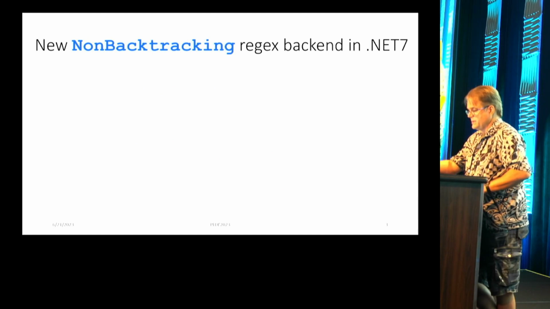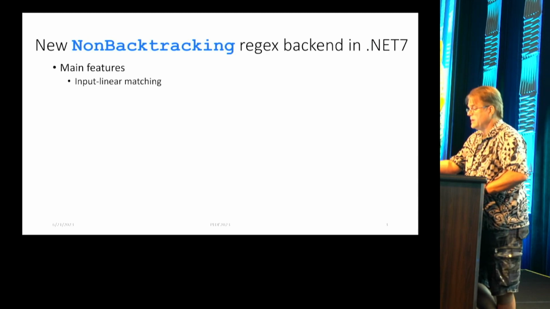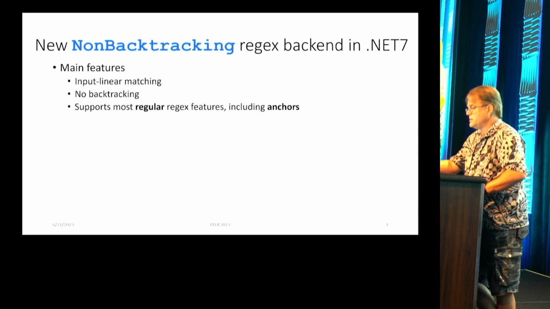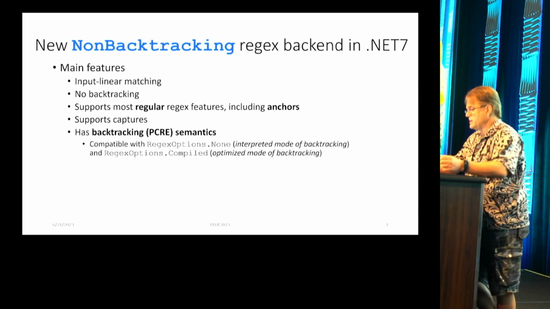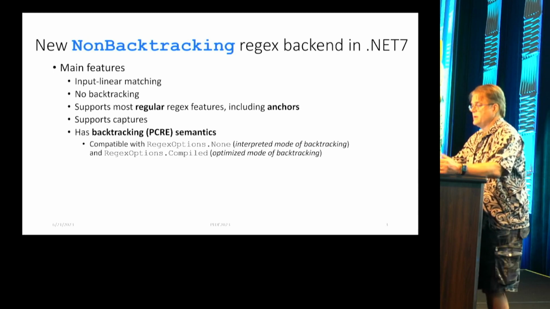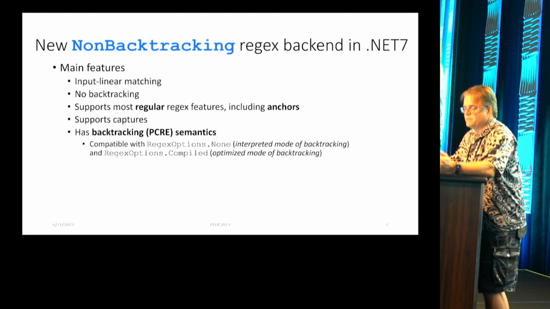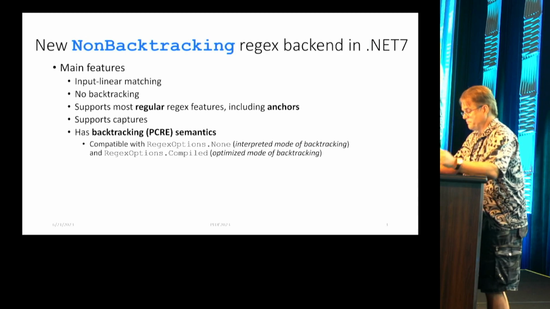So what does the new non-backtracking engine provide? The main feature is that it's linear with respect to the input. There is no backtracking. It supports most regular features, including anchors and captures, has backtracking semantics, which is also named PCRE semantics, and is compatible, most importantly, with the other backends. Otherwise, a user might have a very weird experience if you swap one backend for another, but get different semantics in the matching algorithm, which is not desirable.